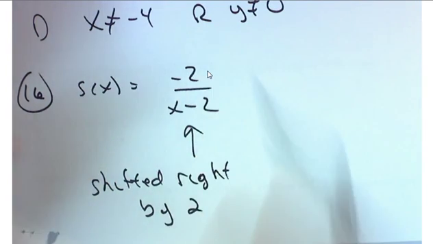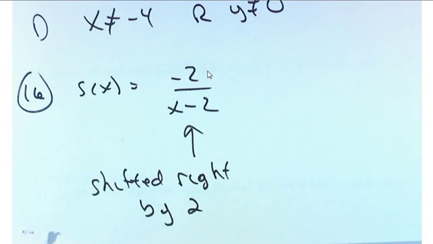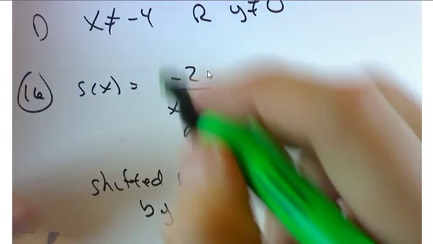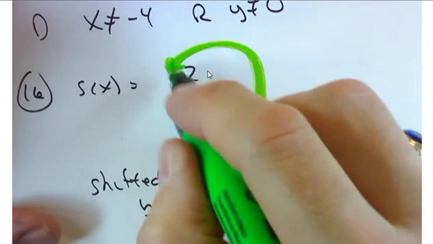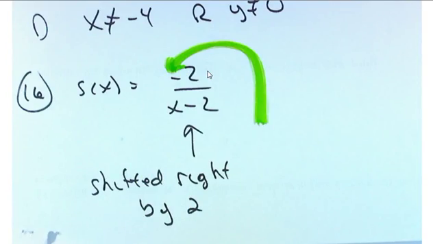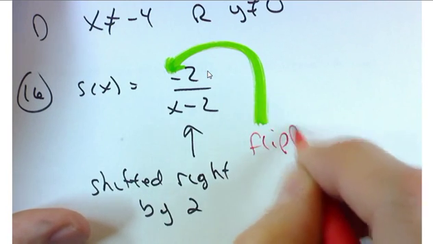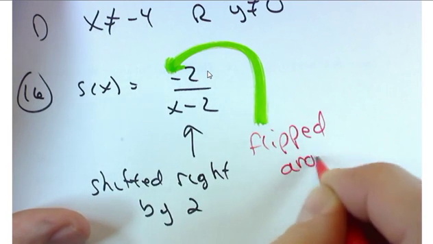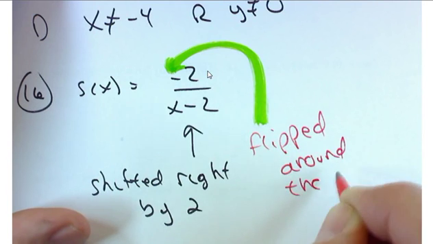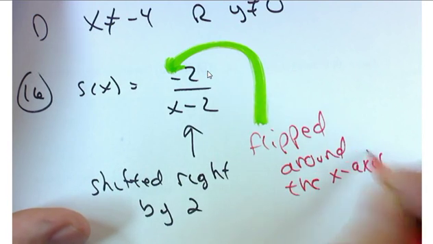Now the 2 in the numerator is going to provide a stretch. I'm not going to worry about that part of it so much. But how about the negative? What's the negative going to do? It's going to flip it. So it's going to flip it.